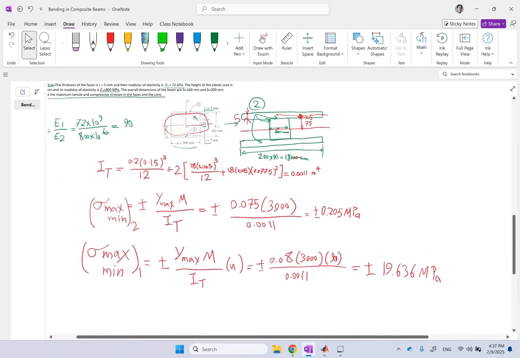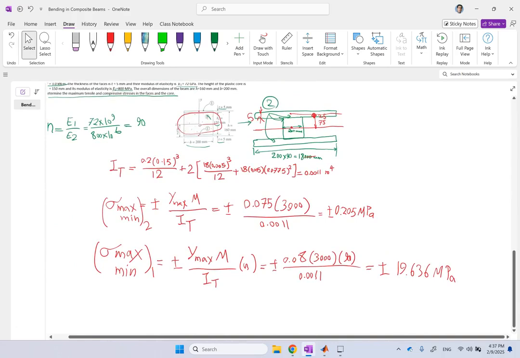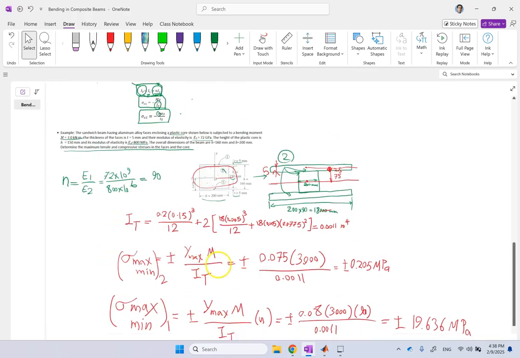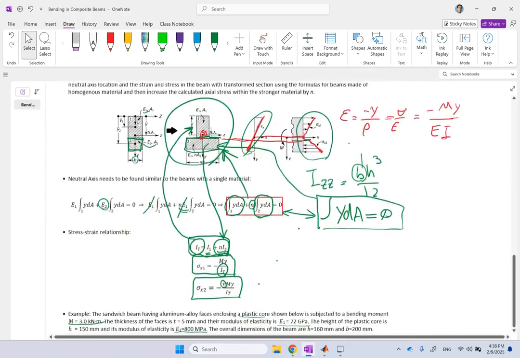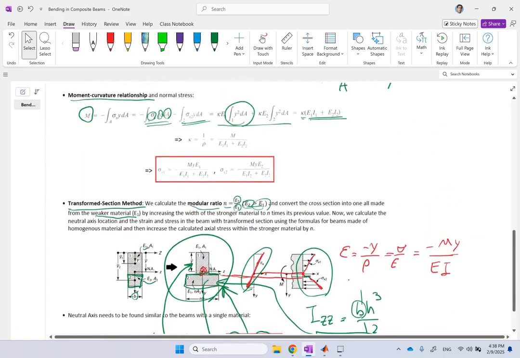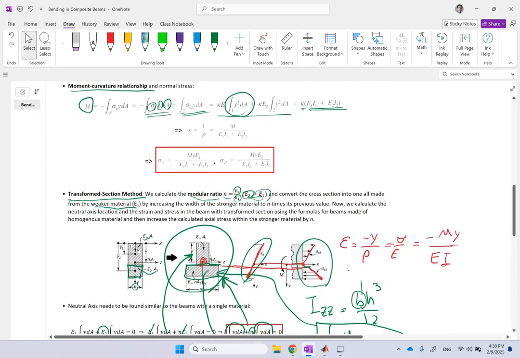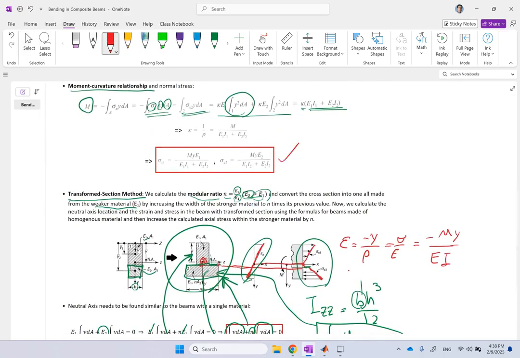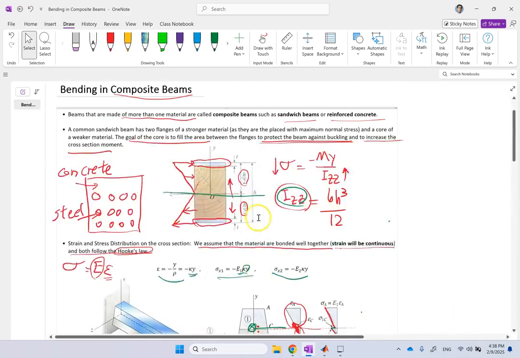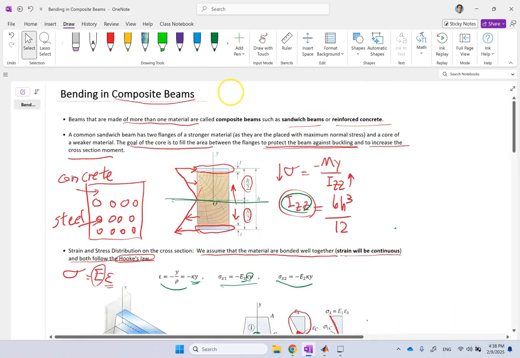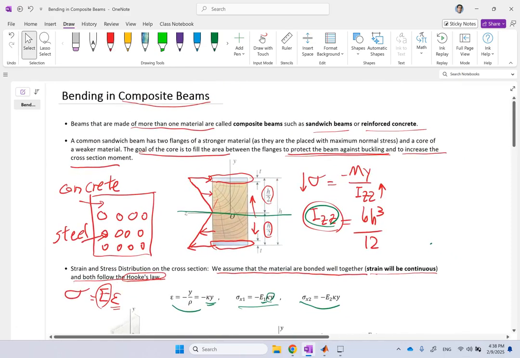Okay, so these are the maximum tensile and the maximum compressive stress for the plastic core and the aluminum faces based on the method of transform cross section that I just explained. Or we could go with these top formulas, and if you went with those, you would get the exact same number. But I always prefer the transform section method because it's much easier to understand, and you can use the formulas that you learned already in previous videos.